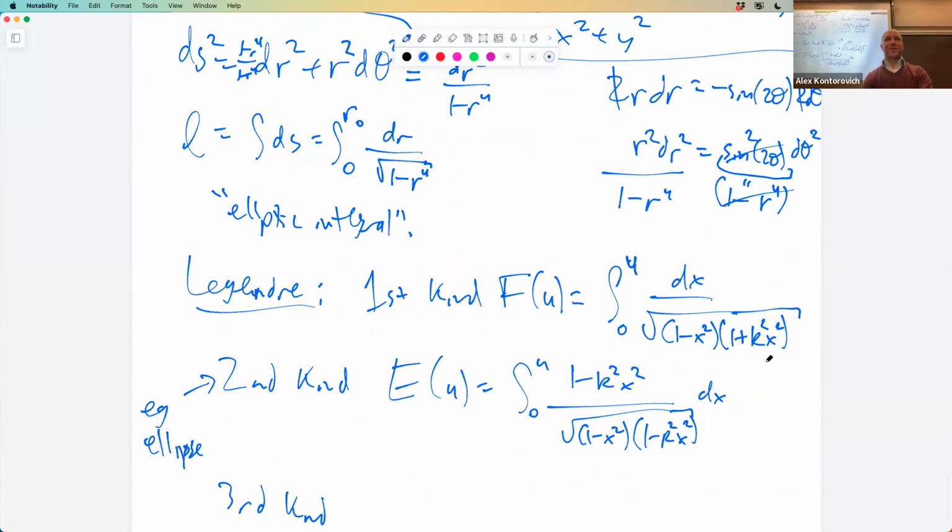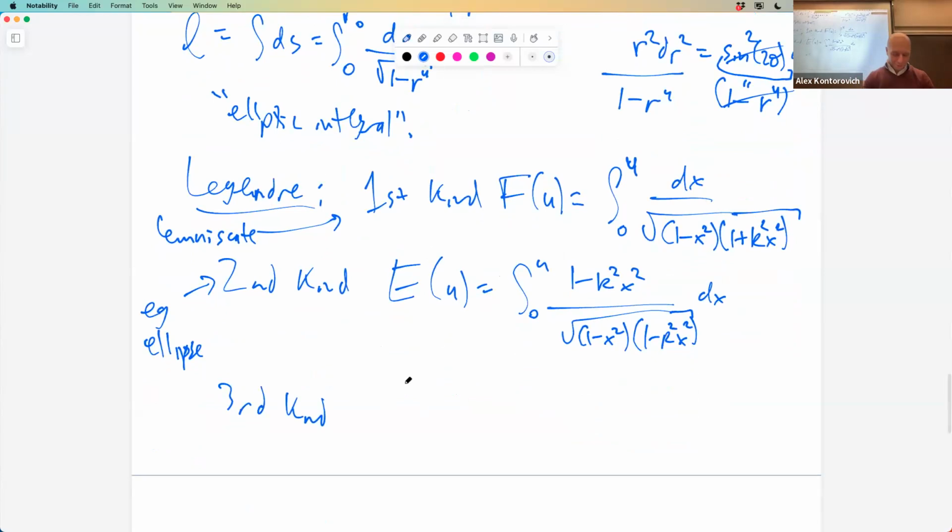With k equals 1? That's what we just did. 1 minus r to the fourth factors as 1 minus r squared times 1 plus r squared. Okay, so the first kind should be this lemniscate. Lemniscate. Okay, so that's the first kind, second kind, and then there's a third kind.